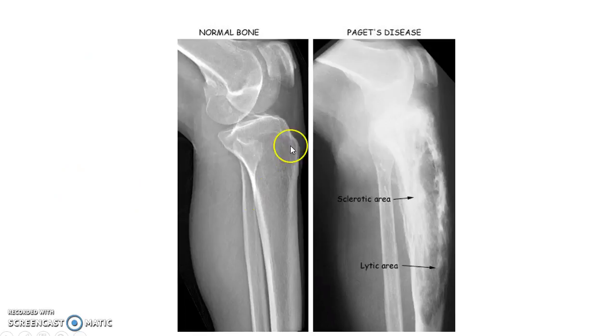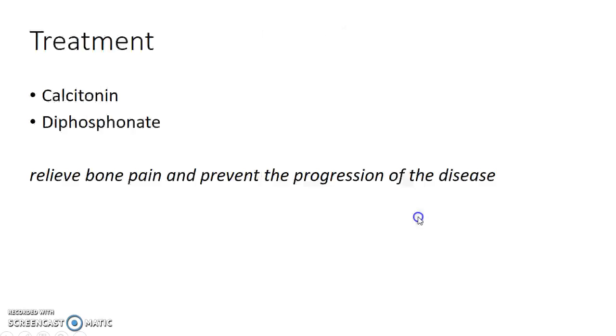This picture shows the X-ray of normal bone, whereas this picture shows the X-ray of a bone with Paget's disease. As you can see, there are sclerotic areas and lytic areas interspersed with areas of new bone formation.